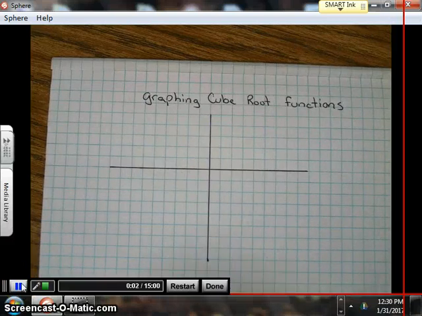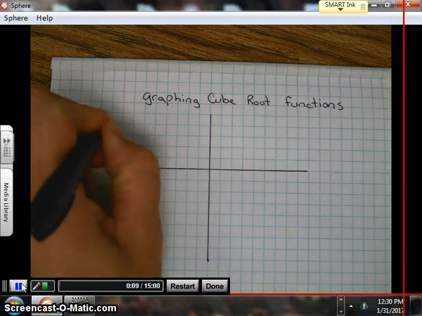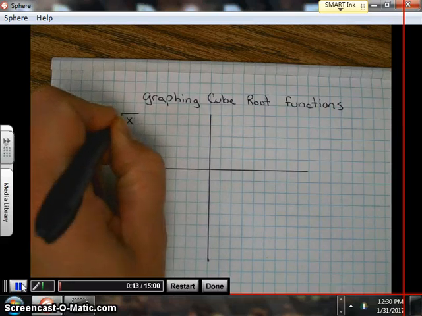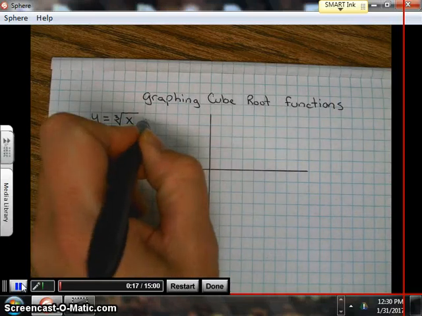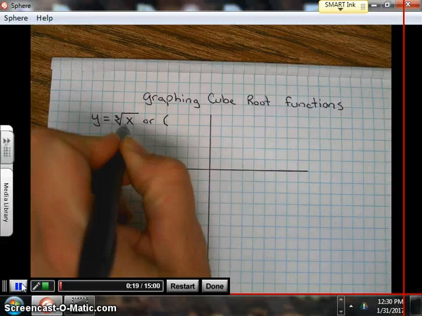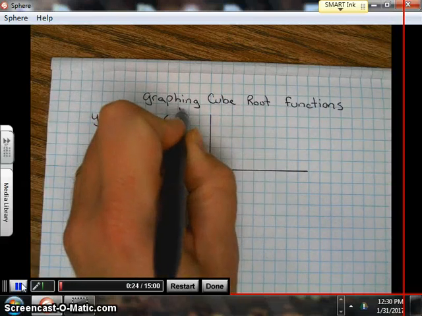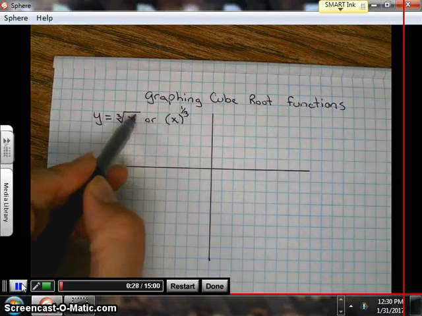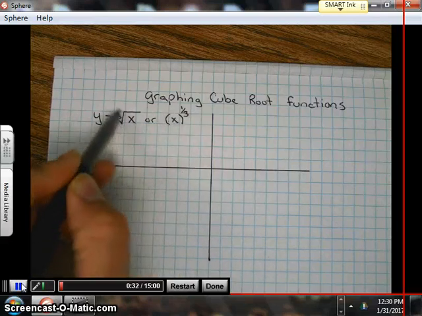Okay, we're going to be graphing cube root functions. So the cube root function that we're going to graph is y equals the cube root of x. Another way to write this is to put the x in parentheses, raised to the 1/3 power. Remember that the 1 represents the power on the x and the 3 represents the roots.